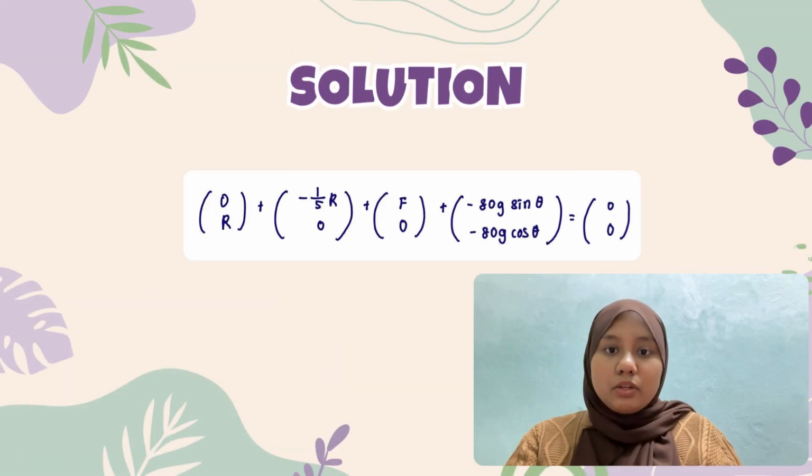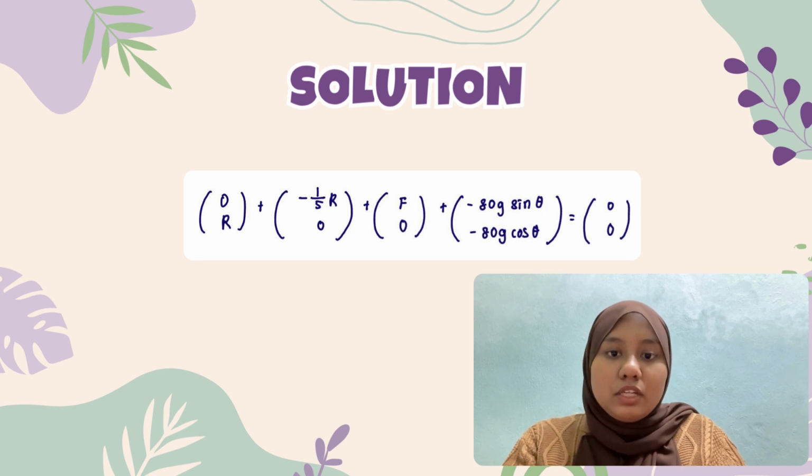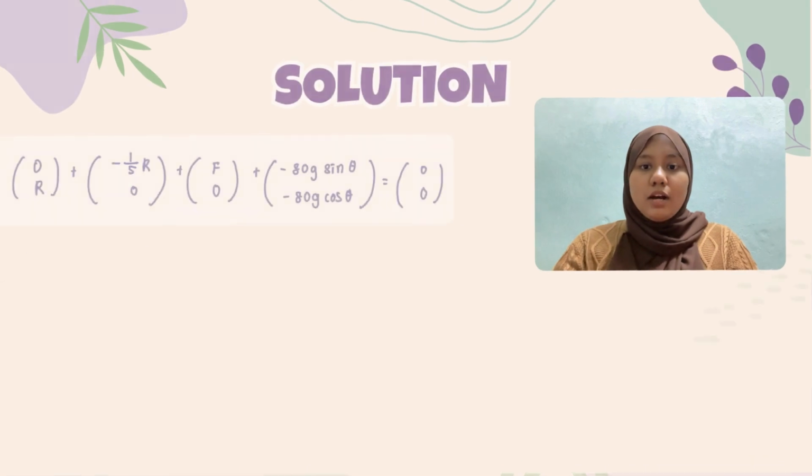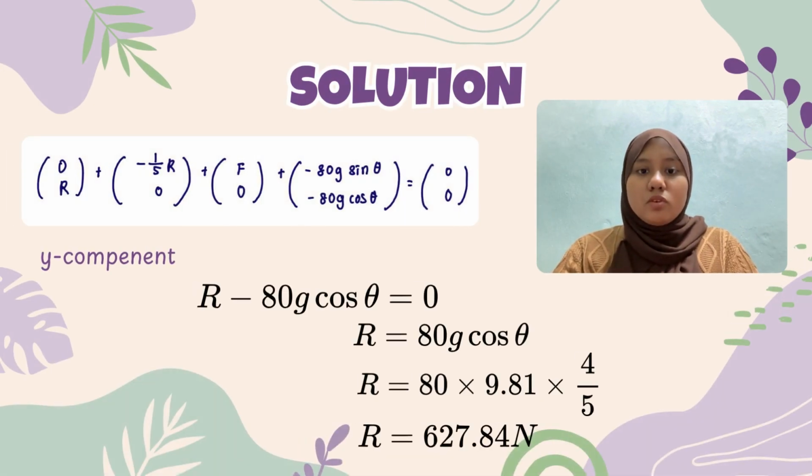Before we answer the question, I do the vector equation based on the body diagram that my friend already did. This equation represents the equilibrium of forces acting on an object. Since the object is in equilibrium, the total force acting on it must be zero. Now, let's focus on the y component of the force equation. R minus mg cos theta equals 0. This equation comes from the vertical y direction forces. Since the object is in equilibrium, the total vertical force must be 0. We rearrange the equation to isolate R, the normal reaction force. R equals mg cos theta.